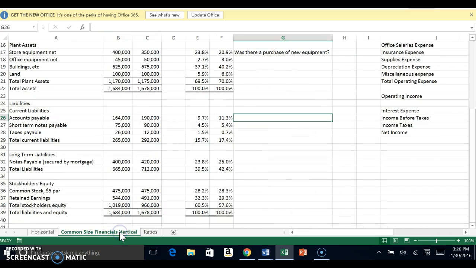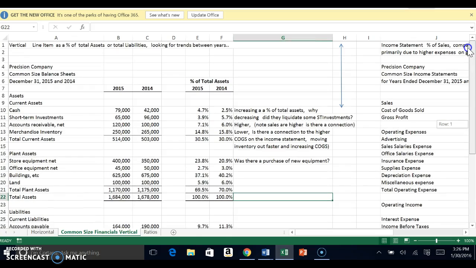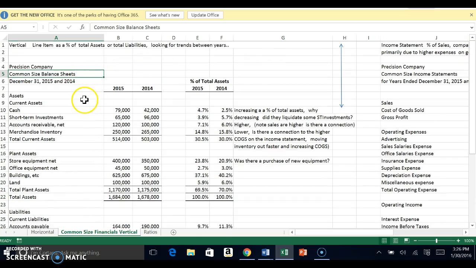The same goes for the common size or vertical analysis. Think of this as vertical, goes up and down. So you would do this. Here's your balance sheet, again using the same company, Precision Company, that was in your book. And what I did is actually calculate it. You can see the calculation here.